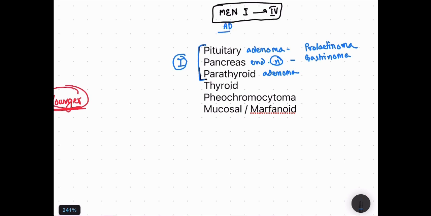Next, coming to MEN 2 and MEN 3 syndrome. The last part is thyroid, pheochromocytoma, mucosal and marfanoid. Mucosal means mucosal neuroma. Marfanoid features will be there. There will be megacolon. These are all the features. And the last one, that means the third, MEN 3 is also 2B, I have just told you, and this is what is known as Gorlin syndrome. Type 1 is also known as Wermer syndrome.